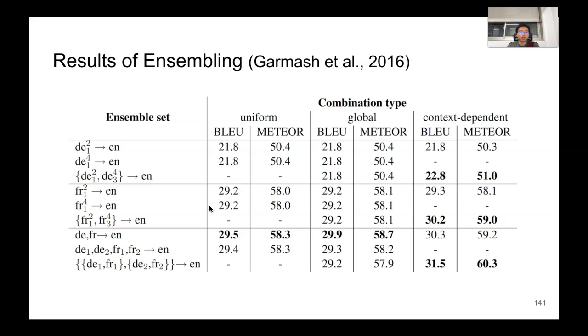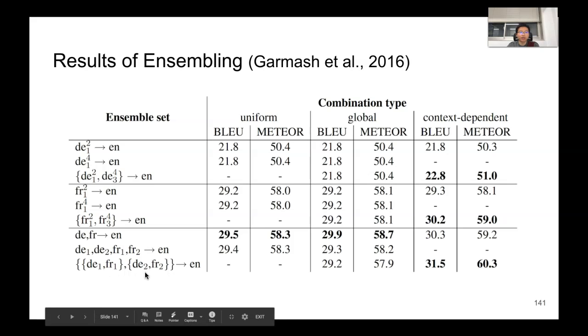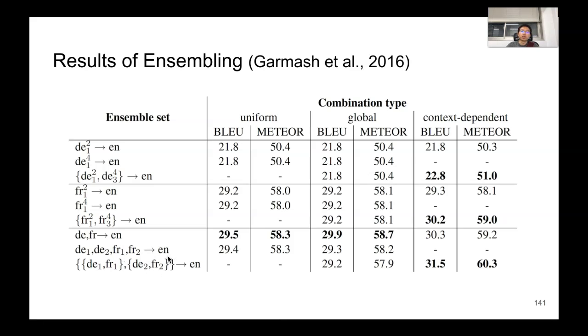They also tried different languages, and the final experiment is that they combined German English and French English, and then translate to English, right? We can see that they got a very good improvement by using the multi-source ensembling.